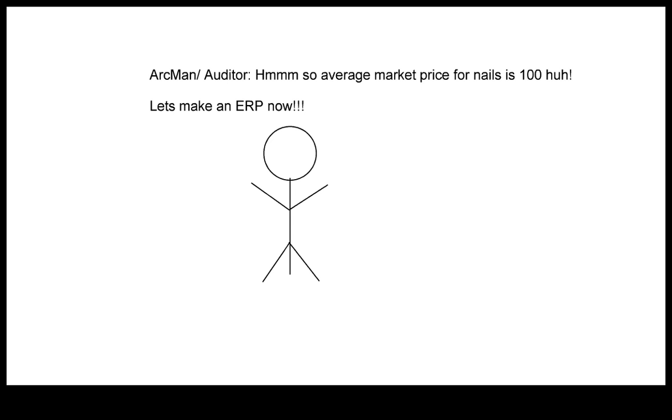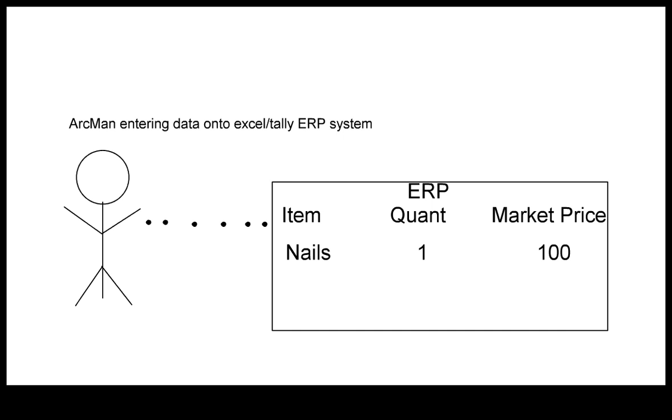Now, once we find out what the average market price is, which is $100 in this case, we make our ERP, which is essentially an Excel sheet that you can put on Tally, you can put on any different software, but in this case, to make it simple, let's say it's an Excel sheet. And this is what our ERP tells us: item, quantity, and price. As simple as that. So this is what we do in the auditing section.